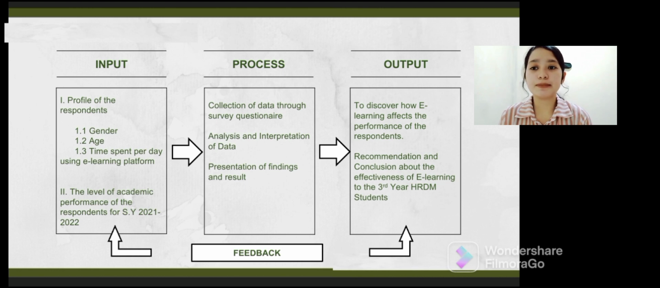So the process box contains the data gathering such as the survey questionnaire, analysis, and the interpretation of data and conclusion. So the output box contains the data gathered on the effectiveness of e-learning satisfaction to the academic performance of third-year HRDM students, and recommendations about the effectiveness of e-learning and conclusions.